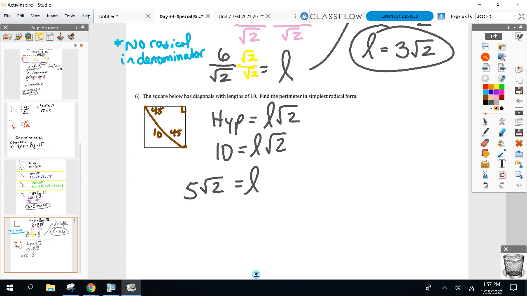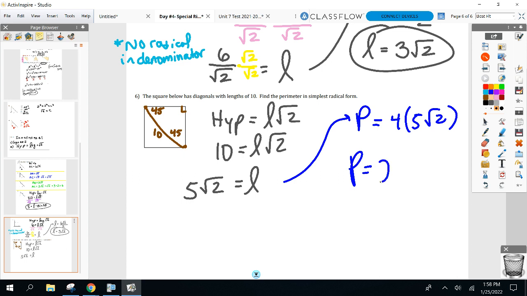Whoa! I didn't answer the question though, did I? Perimeter. If one side's 5 radical 2, any ideas how you want me to get to the perimeter? Yep, Tammy. 5 radical 2 times 4. Multiply it by 4, or you could add 5 radical 2 4 times. So 4 times 5 radical 2. My perimeter here will be 20 radical 2.